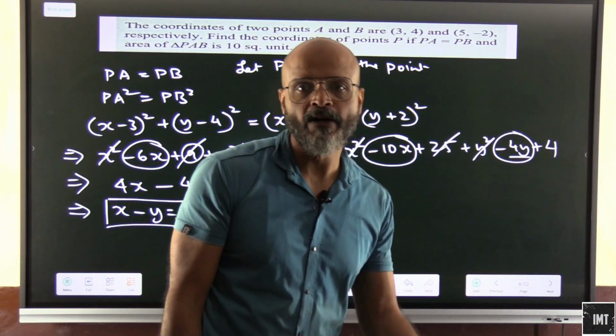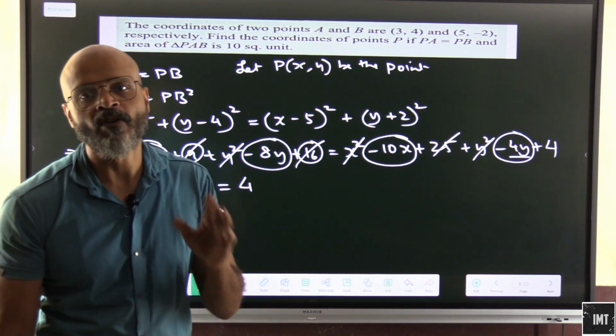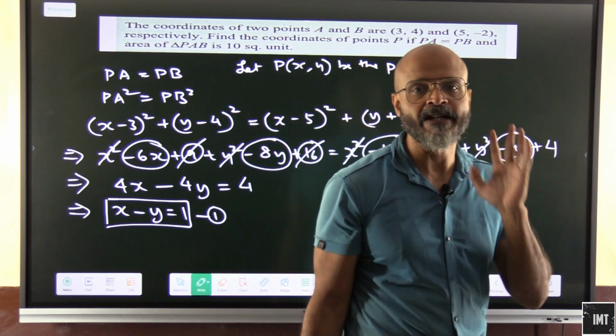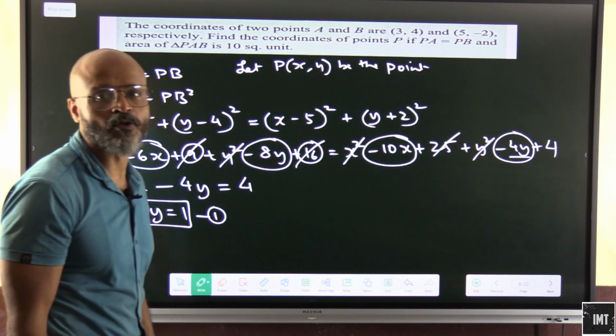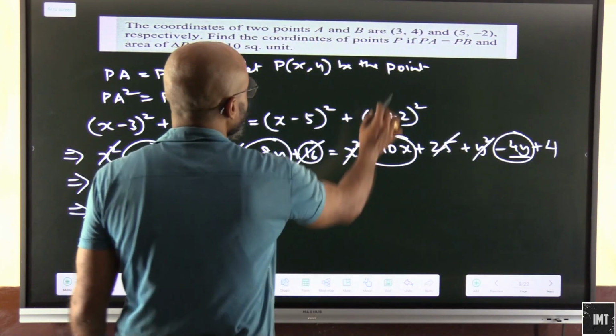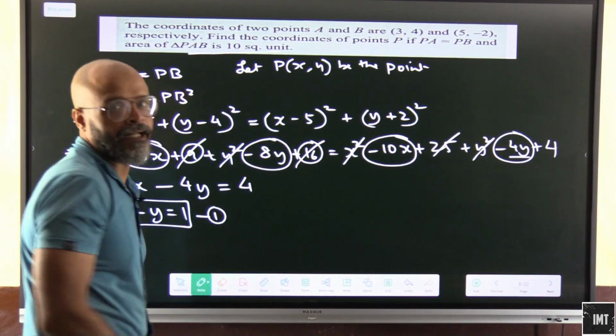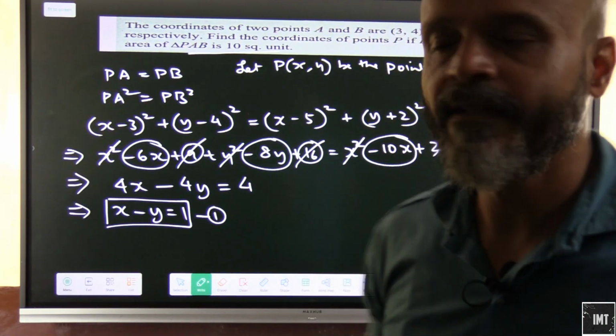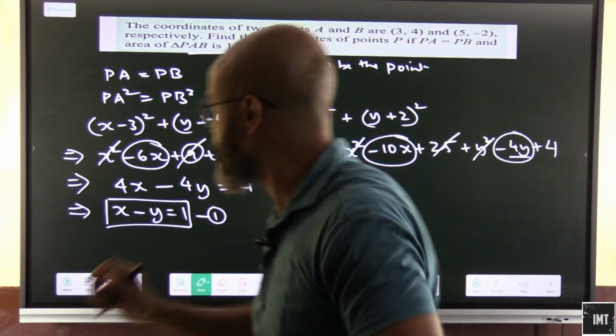So there are two unknown variables x and y. In order to find their values, we need to have at least two equations. Now here we have the area of triangle PAB. The area of triangle PAB is 10 square units.